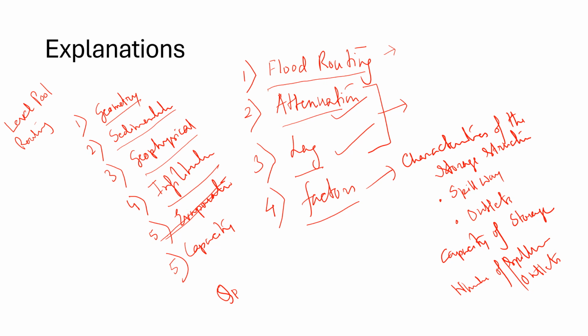That means the reservoir routing or spillway routing, this type of routing I am talking about. So this QP, you see, is a function of geometry G, sedimentation S, geophysical characteristic GP, infiltration I, capacity C, these all for the storage structure, main storage structure.